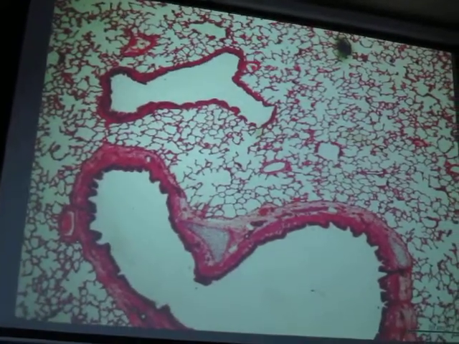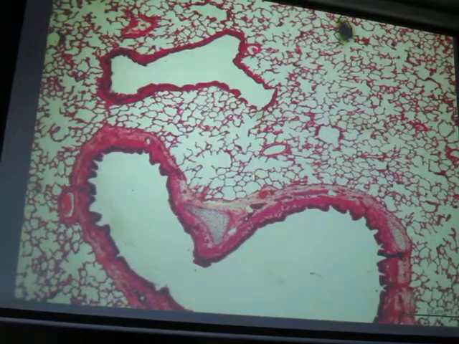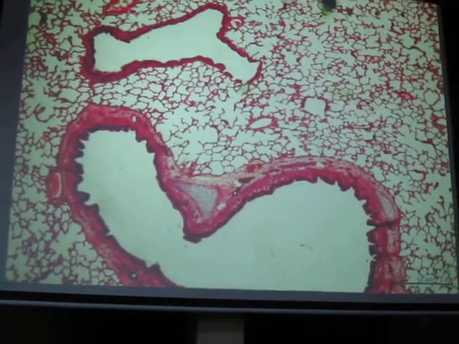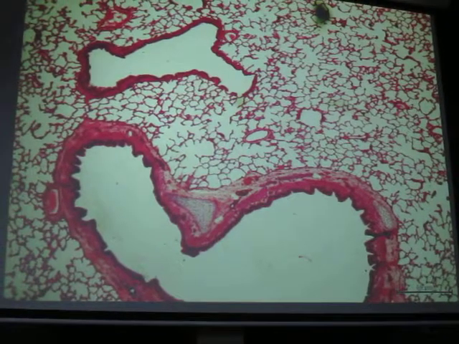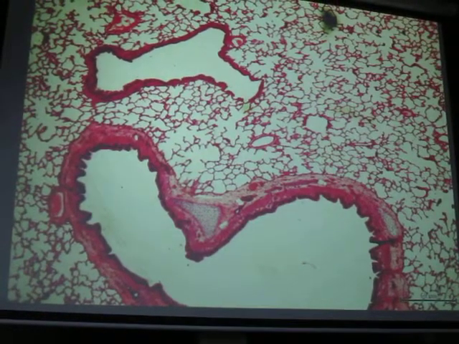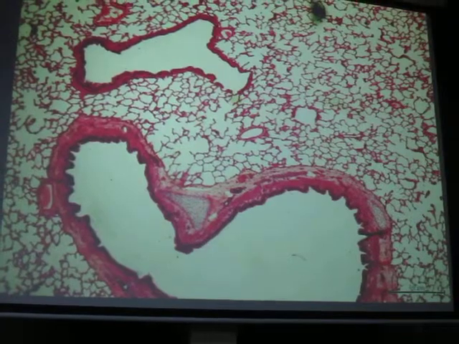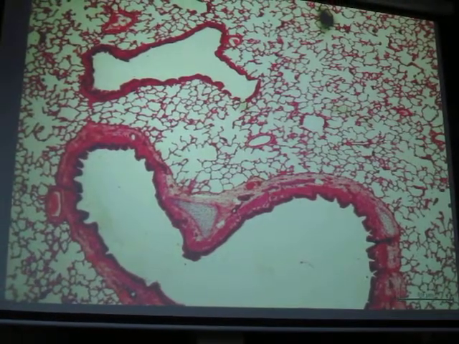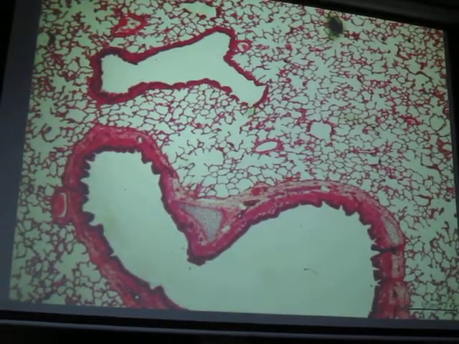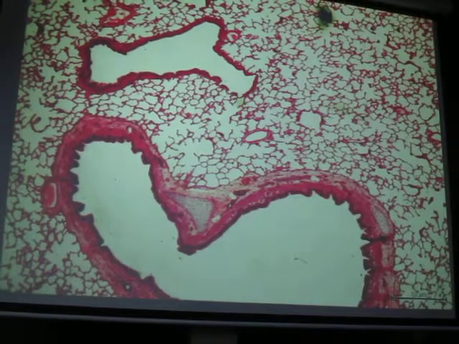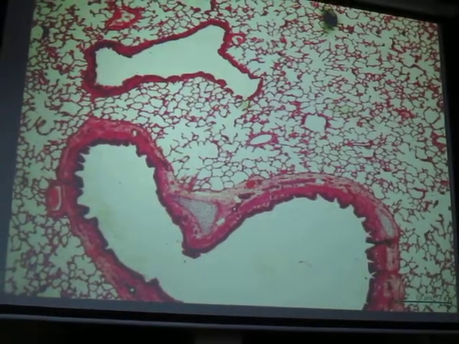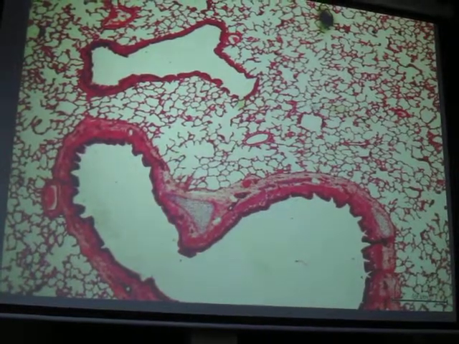Okay, identify the whole organ. Lungs. Okay, this is the lung. Why do you say it's the lung? How can you tell? Alveoli. You have alveoli, you have bronchus. Okay. Bronchus. So these are alveoli.